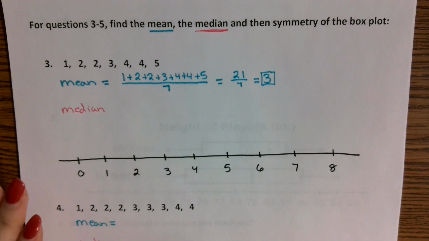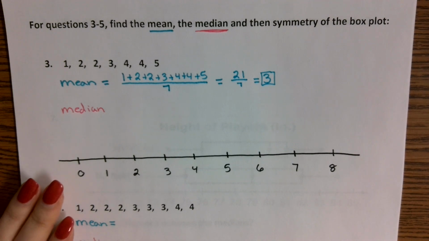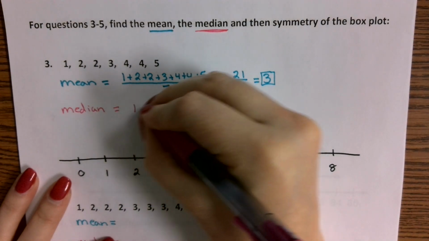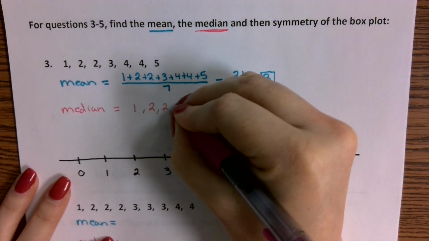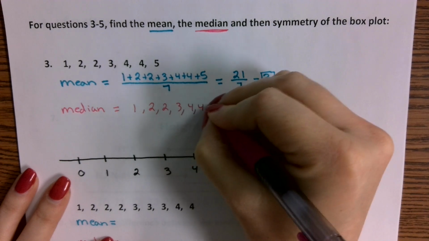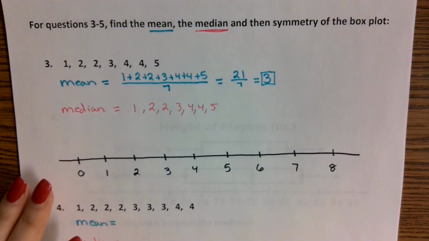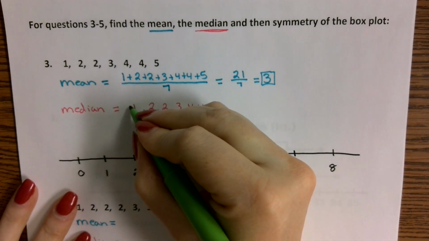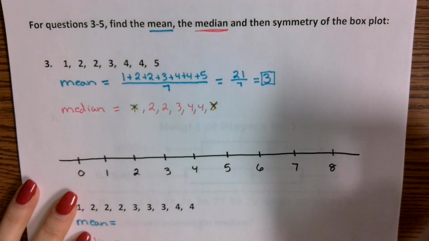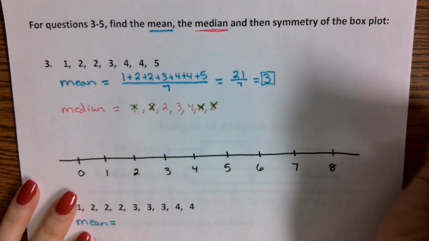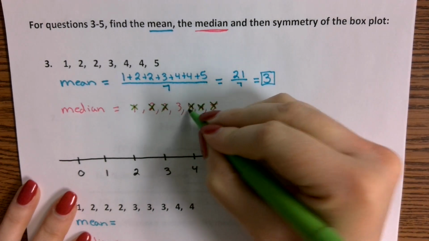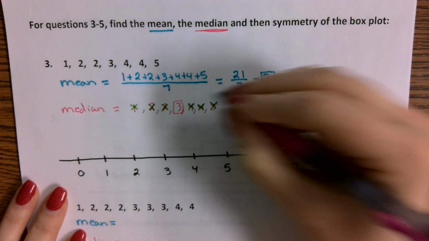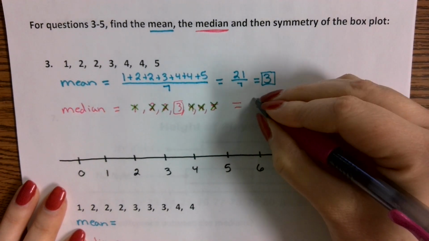The median, remember you have to place the numbers in order from least to greatest, which I already have them written in order: 1, 2, 2, 3, 4, 4, and 5. And then all you've got to do is cross them off until you're left with a center value. So I'm going to cross off the 1 and the 5, a 2 and a 4, this 2 and this 4. And what am I left with in the center? A 3. So that means my median is 3.